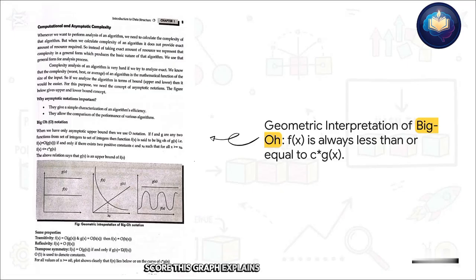This graph explains it perfectly. See that wiggly line, the one labeled f of x? That's the actual runtime of our algorithm. You can see it goes up and down. But that smooth curve above it, the c times g of x, that's the Big O. It acts like a ceiling. As our amount of data grows, as we move to the right on the graph, we have a mathematical promise that our algorithm's runtime will never, ever cross above that ceiling. That's our worst case guarantee.